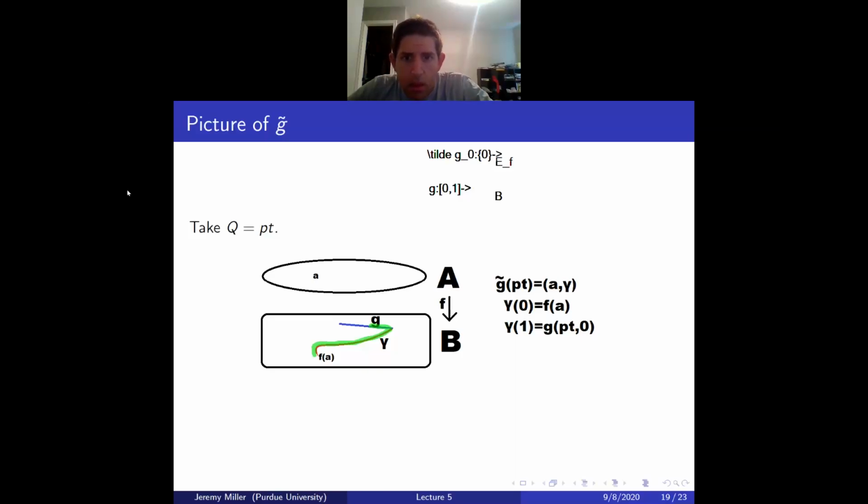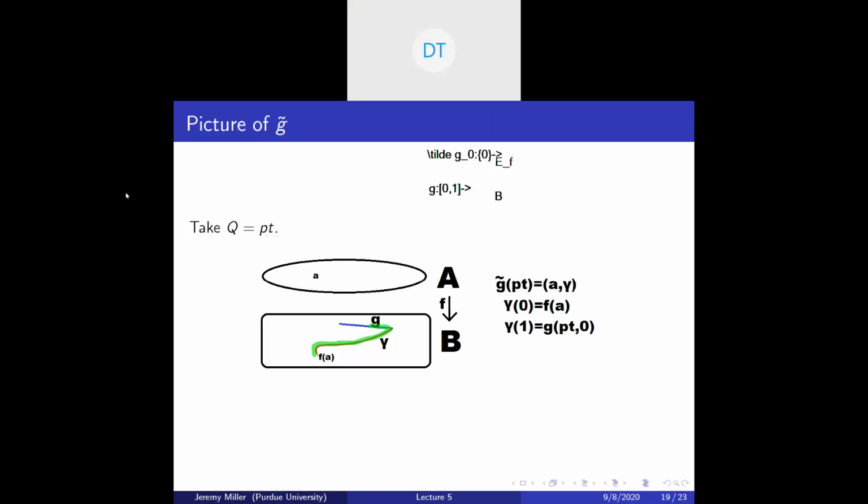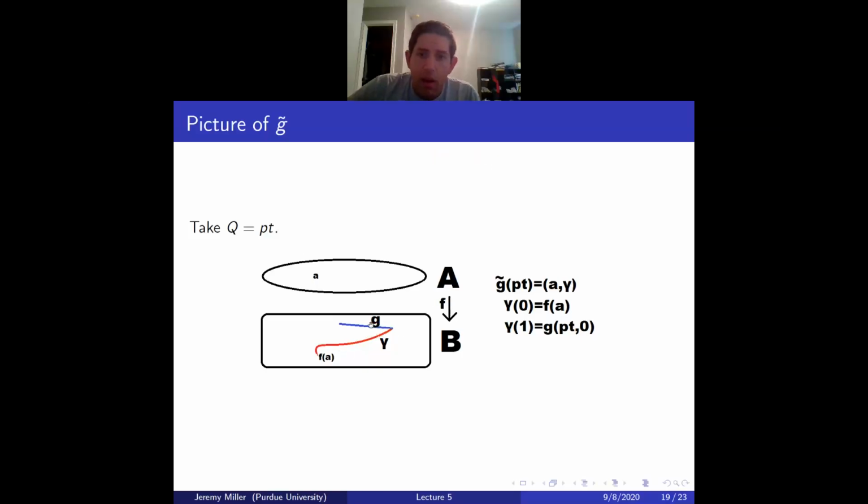Yeah, so in this picture, what is given and what is a construction? Oh yeah, so what's given, I'll just erase everything. What's given is g tilde and g. So g is a path in B, so g is the blue line. G tilde is a point in EF. A point in EF is this point A, and a path in B.